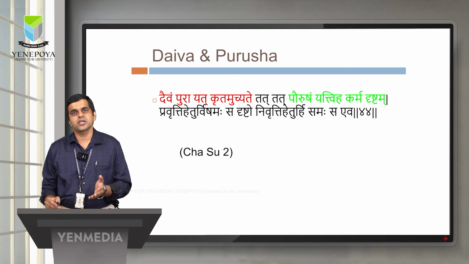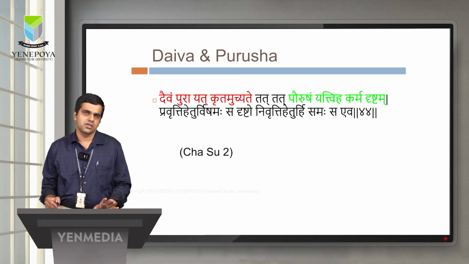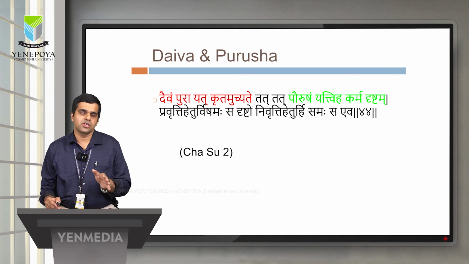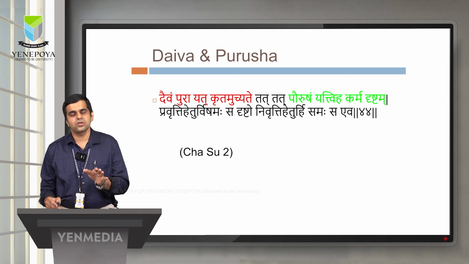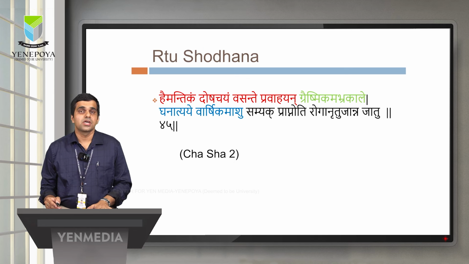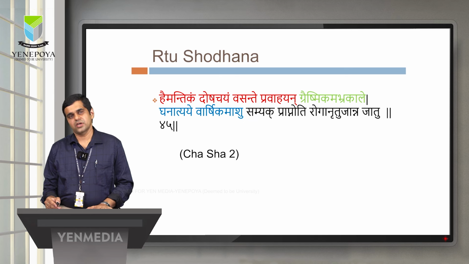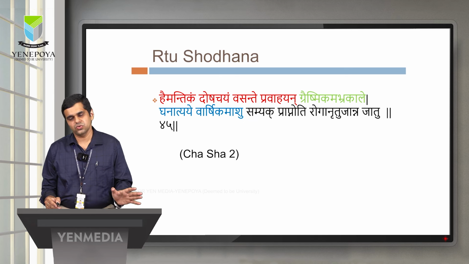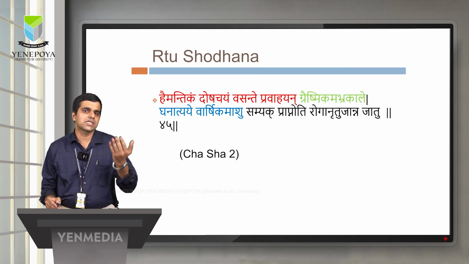Pravrittir hetur vishamaha sadrishtoho nivrittir hetuhi samasa eva. See, whenever there is vishamata in your pravritti, it will result into dukkha, and whenever there is samata in your karmas, it will result into sukha. So this is what is told. Next, Rutu Shodhana. Now, all that we have discussed so far is at a metaphysical level.